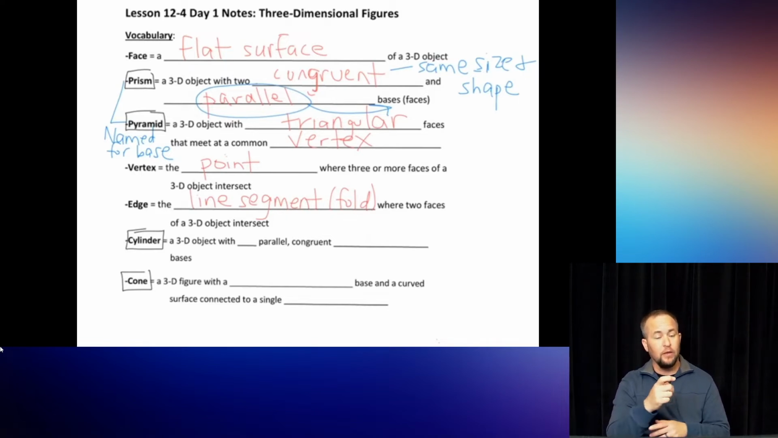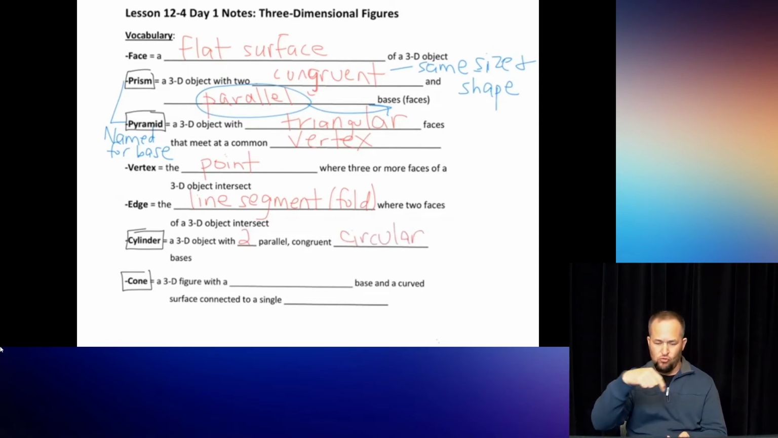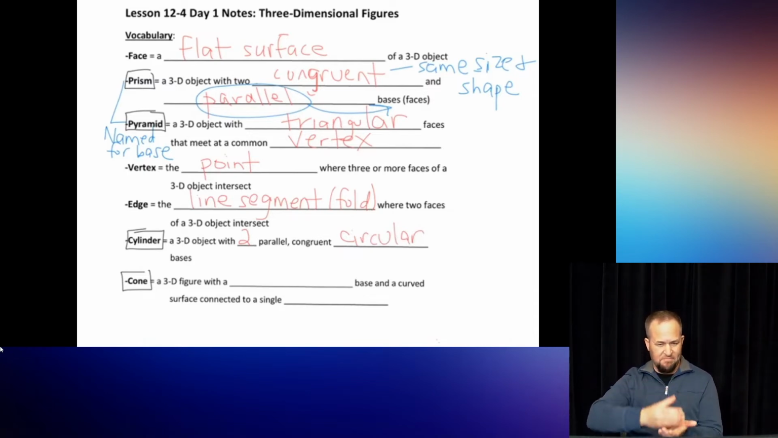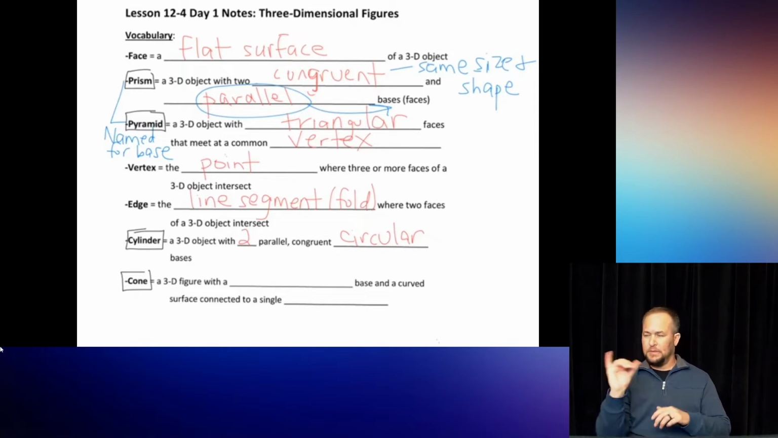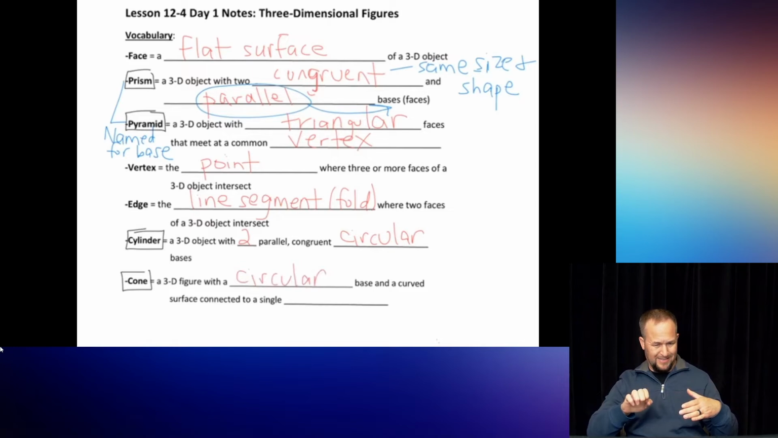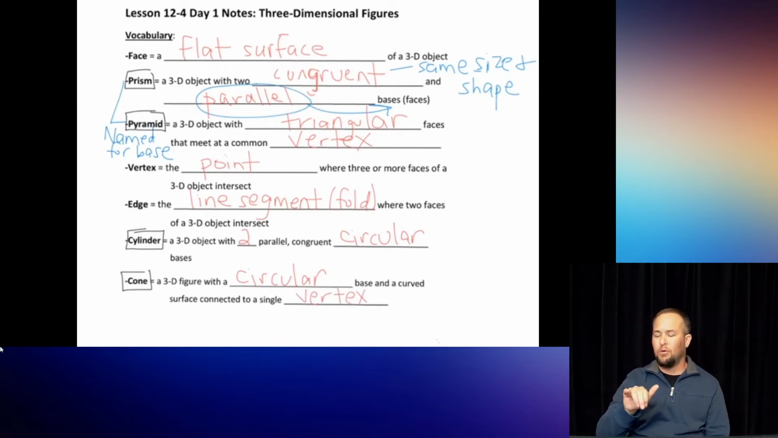Cylinder, if you think of it like a can, like a canned good you have, it's kind of like a prism in that it has two parallel parts, except those parallel and congruent parts happen to be circles. So they have circular bases. So instead of a rectangular prism, it can be a circular cylinder. Same thing with a cone. It has a circular base, and then they come together to make a single vertex at the top. So it's kind of like a pyramid, but instead of resting on a square or a triangle or rectangle, it rests on a circle.